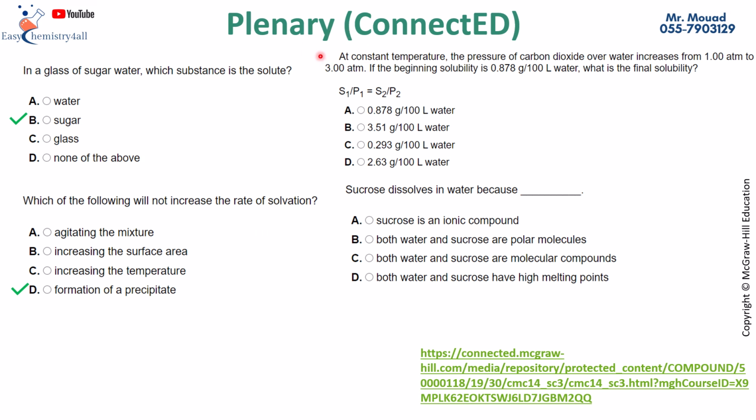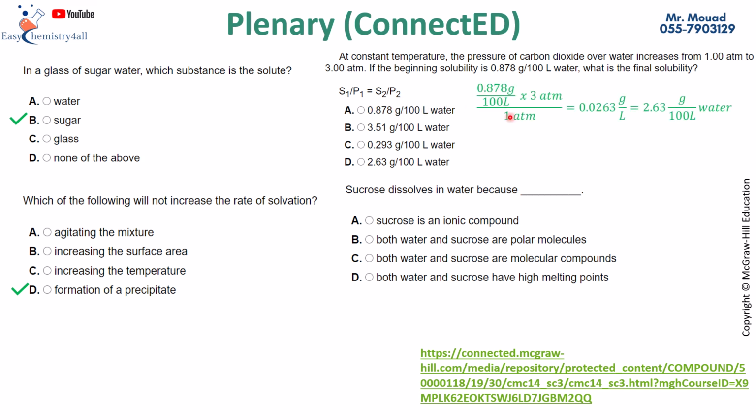The third question says, at a constant temperature, the pressure of carbon dioxide over water increases from 1 atm to 3 atm. If the beginning solubility is 0.878 grams per 100 liter of water, what is the final solubility? Since it's a gas, we are talking about Henry's law, and the final solubility here is S2. So we'll be solving for S2. So S2 is going to be equal to S1 multiplied by P2 over P1.